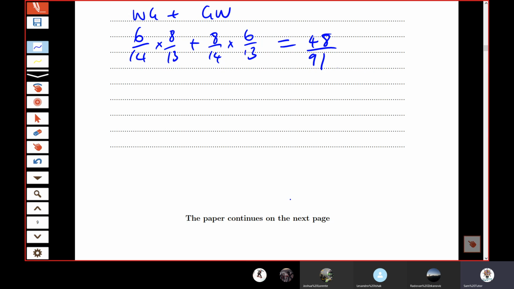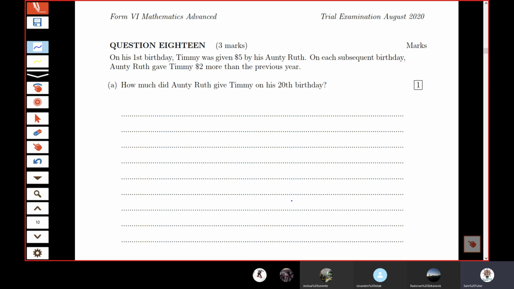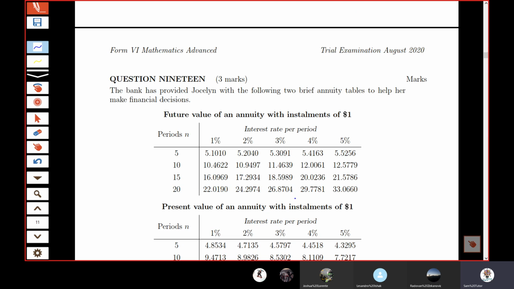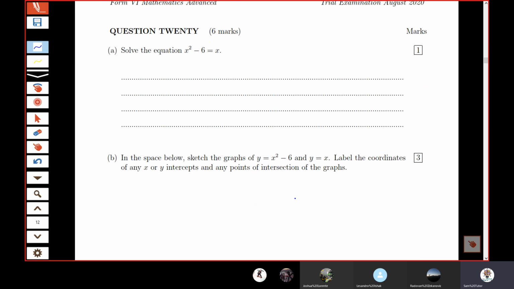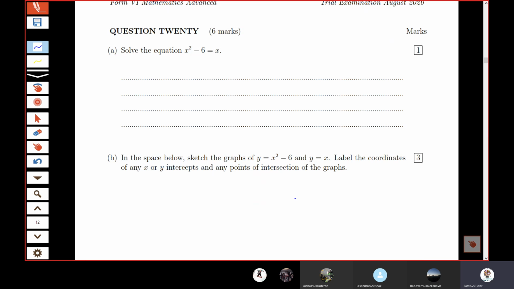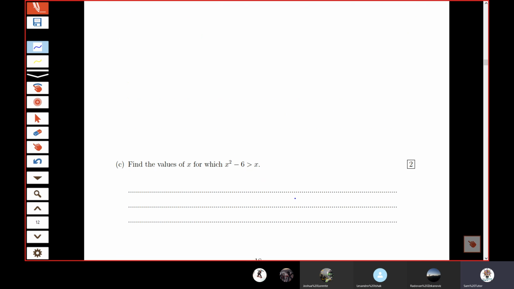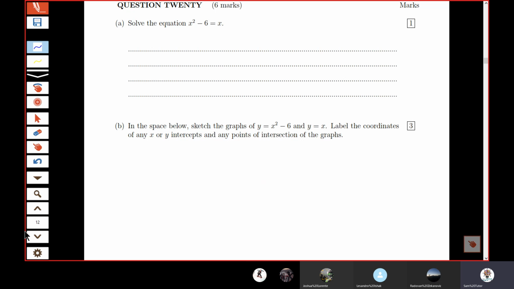Let's go. Next one. You don't get a laptop? I can give you my laptop. Hold on. Question: solve and sketch. So question 20A and B. A and B for now.